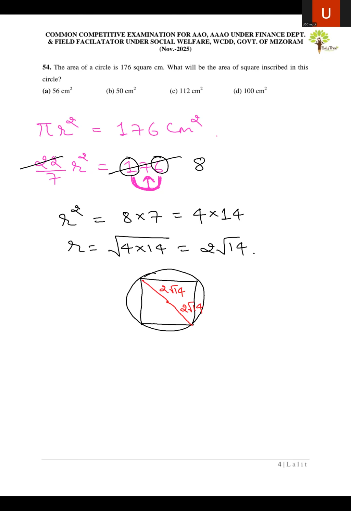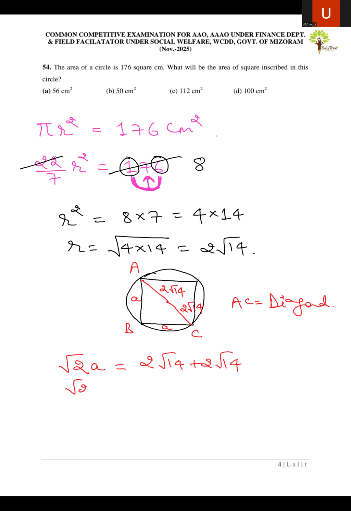Right. And let us say the side of the square is a. Let us say a, b, c. This AC is diagonal. And what is the formula for diagonal? Diagonal is root 2 a. So we can say root 2 a equals 2 root 14 plus 2 root 14. All right. That is AC. So we can say root 2 a equals 4 root 14. And this root 2 will be cancelled. So a equals 4 root 7.